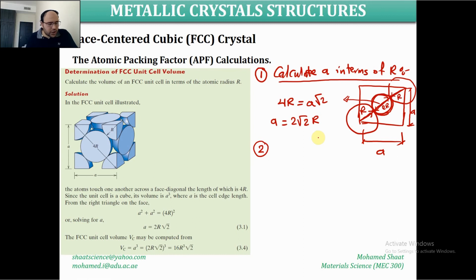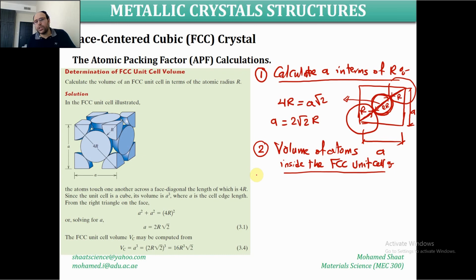Then the second step is just to calculate the volume of atoms inside the FCC, since we are talking about the FCC unit cell. Assume one unit cell, and your objective is just to calculate the volume. So we agreed before that four atoms form one unit cell of FCC crystal structure, right?